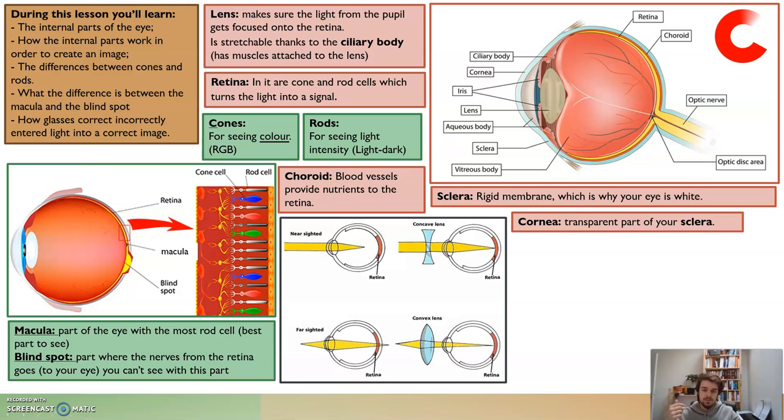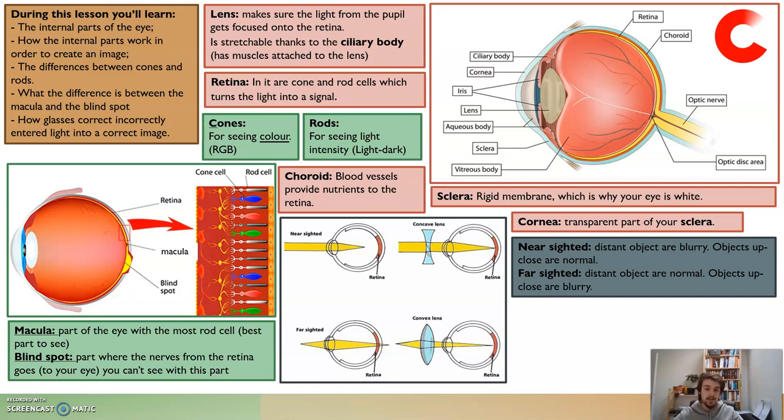Then we are going to discuss what happens when your eyes don't work properly. You can be nearsighted or farsighted. When you are nearsighted, distant objects are blurry. Objects up close are normal. When you are farsighted, distant objects are normal. However, objects up close are blurry. You can correct this with concave and with convex lenses. This means that you have, in Dutch, concave lenses, holle lenses, and you can have convex lenses, which are bolle lenses. And that's basically it, what we have discussed for today.